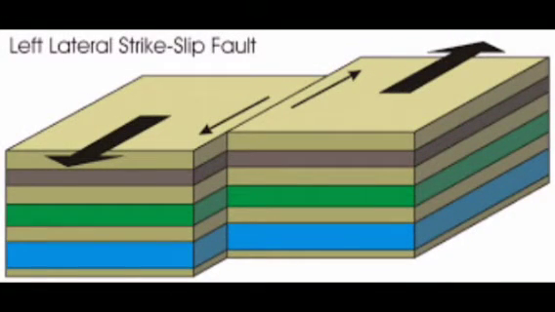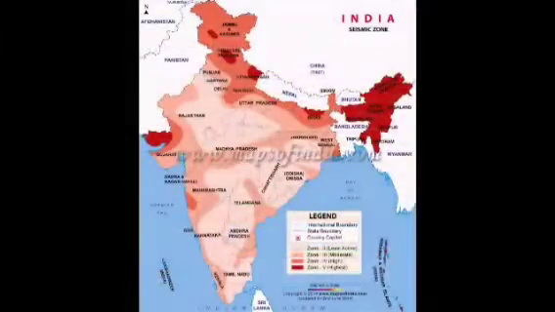Next, we have strike slip fault. They are moving in sidewise directions from each other, either left or right. Based on these faults, there are the seismic zones that we see in India. You can see in the eastern region, there is a lot of probability of earthquakes to happen. That is why it is zone 5, which is highest.